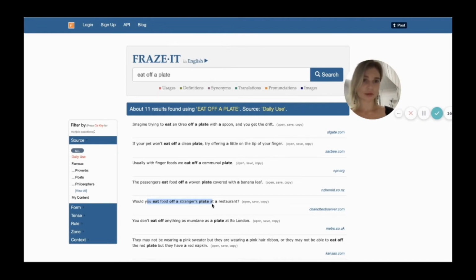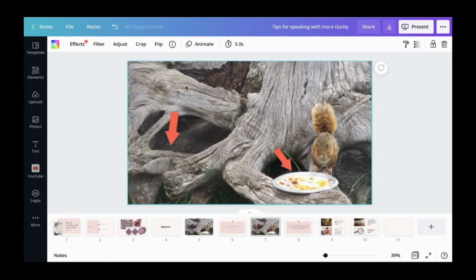Both prepositions work because we see that native speakers actually use both variants. I will remember that. I like "off" more, but you can definitely say "from a plate." Let's go back to our squirrel.